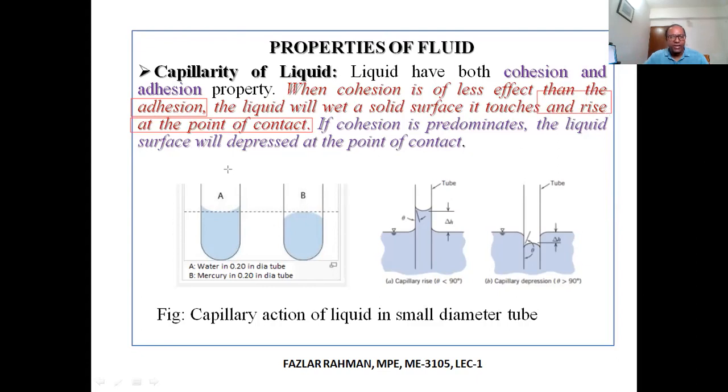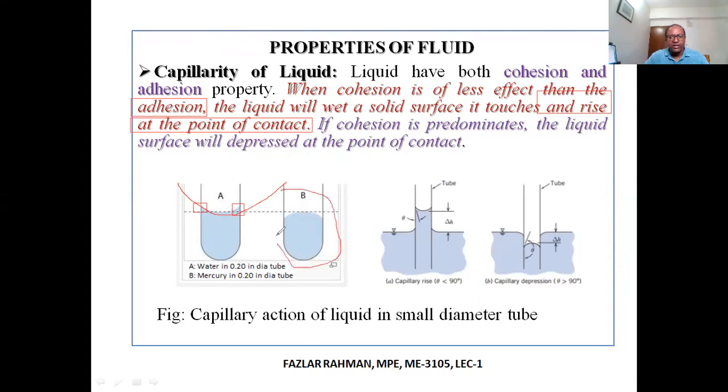So look at figure A. You put the liquid in a small glass tube, and you see this portion of the liquid sticks to the wall, but this portion is going down. That means you are able to see a curved surface in the tube. Why does this happen? Because liquid A has a strong adhesion property. Its cohesive property is less than the adhesion property.